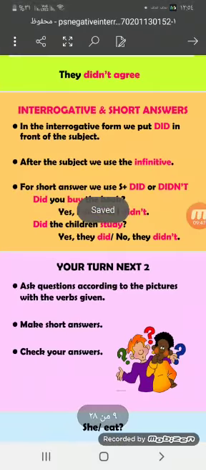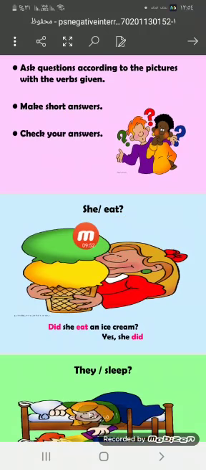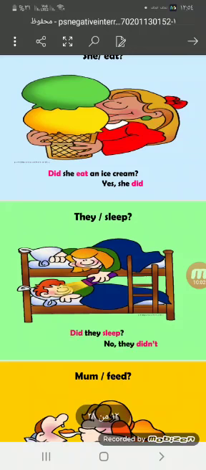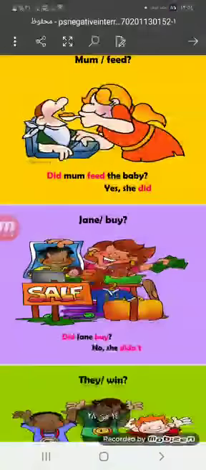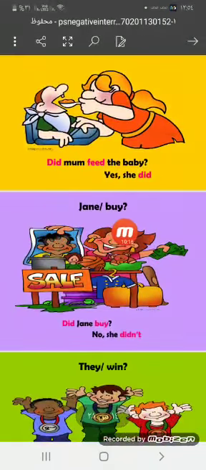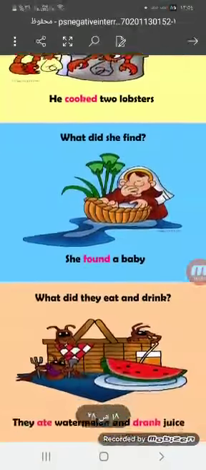Let's continue here. Look at this sentence. She eat. I want you to ask a question here. We ask with did. Did she eat? Another one. She sleep. Did they sleep? Mom feed. Did mom feed anything? Jane buy. Did Jane buy? Okay? You know the question now? It's easy.